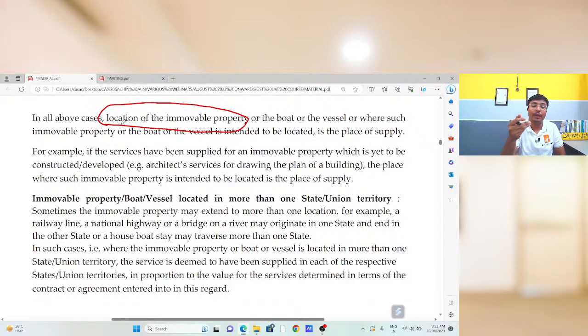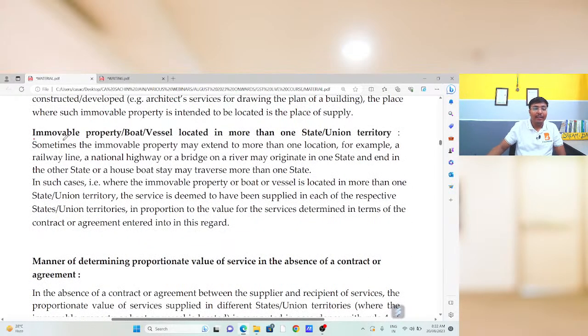Whenever there is any service related to immovable property, in that case, the place of supply will be the location of that immovable property, boat or vessel, and where such immovable property, boat, vessel is intended to be located shall be the place of supply. Now, if that immovable property is located in more than one state or union territory, suppose one immovable property is situated in Rajasthan, another in Maharashtra, another in Gujarat, and as a recipient, I am going to take the services of all these immovable properties. In that case, what will be the place of supply?